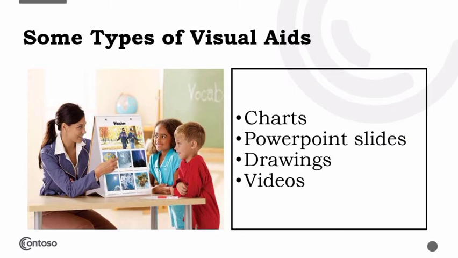Okay, now what are the types of visual aids that are usually used in a speech? There are several types of visual aids, but I will explain some of them. The first one is charts, PowerPoint slides, drawings, and also videos. So let's see them one by one.